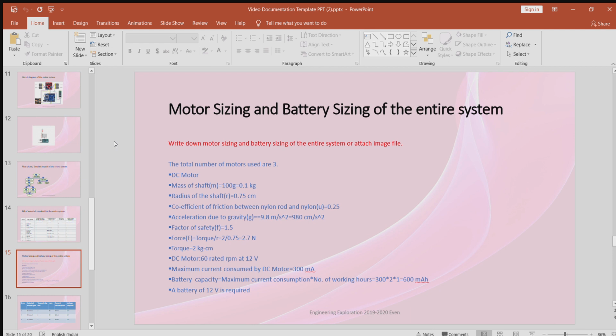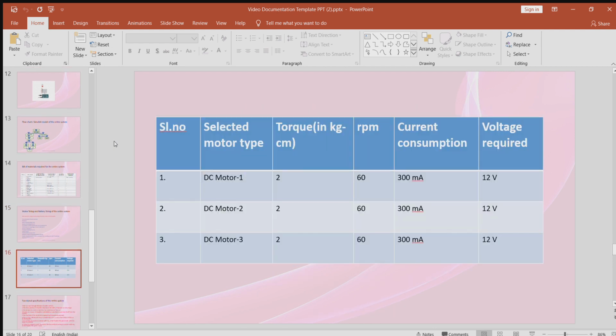The maximum current consumed by the DC motor is 300 milliampere. Battery capacity is equal to maximum current consumption into number of working hours, which gives us 600 ampere hours. A battery of 12 volts is required. We have selected 3 DC motors, which gives torque as 2 kg centimeter, RPM as 60, and current consumption is 300 milliampere, and the voltage required is 12 volts.